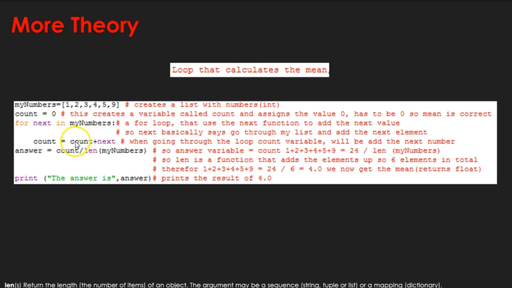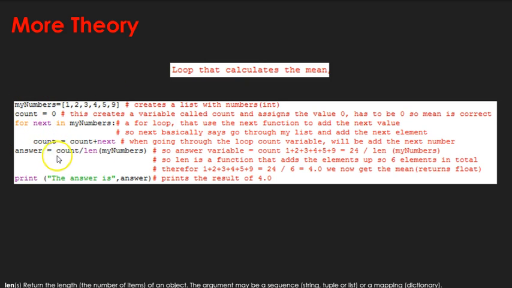So we've got the count equals count plus next. So when you're going through the loop, the loop count variable will be added to the next number. So whatever the count was, it will be added to the next number, and then it will replace the value in the count. Okay, so that count will keep going up and up in terms of the value. Okay, so we've got 1 plus 2 plus 3 plus 4 plus 5 plus 9. That's what will happen in the count variable.